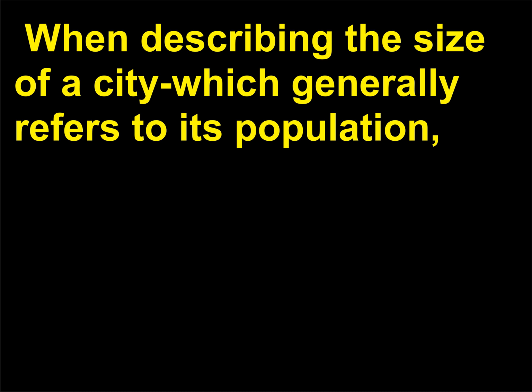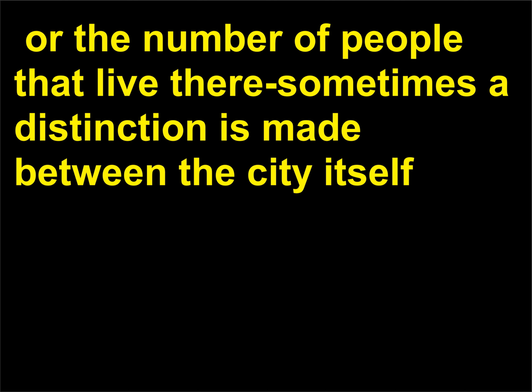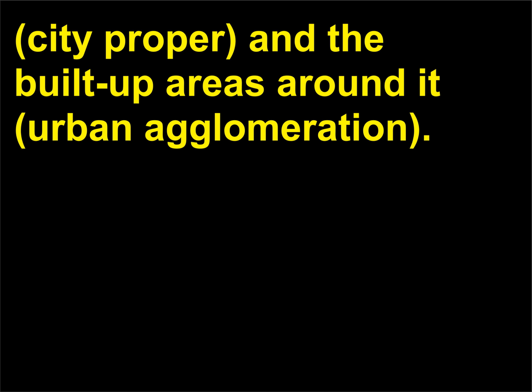When describing the size of a city, which generally refers to its population, or the number of people that live there, sometimes a distinction is made between the city itself, city proper, and the built-up areas around it, urban agglomeration.